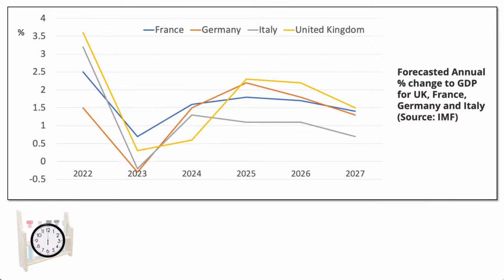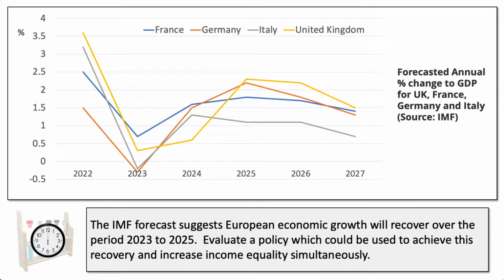We're going to pose a question, and I want you to just think very carefully about the question. The IMF forecast suggests European economic growth will recover over the period 23 to 25. Evaluate a policy which could be used to achieve this recovery and increase income equality simultaneously. So we're asking you to give us a policy and evaluate a policy that will act quickly in 2023 and at the same time increase income equality. So this is tough. So let's see what you come up with.